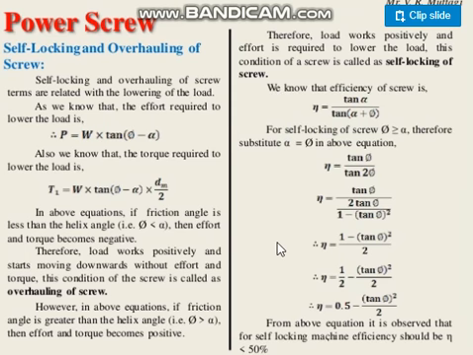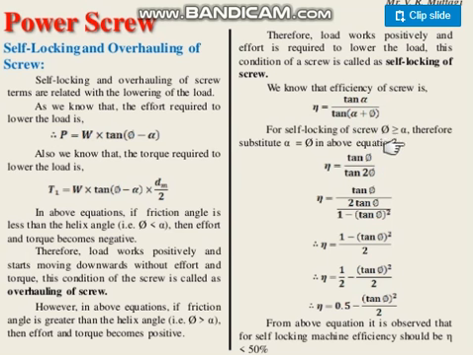This may be asked for some 4 marks or something, or it could be for less also, because now you are giving paper only for 70 marks. It could be 2 marks, 3 marks also. But anyway, this is not very difficult. You see here, eta is equal to tan alpha upon tan of alpha plus phi. This is the efficiency formula. Now, what is the condition for a self-locking screw? For a self-locking screw, phi, the friction angle, should be either equal to or greater than alpha. Friction angle should be more than the helix angle.